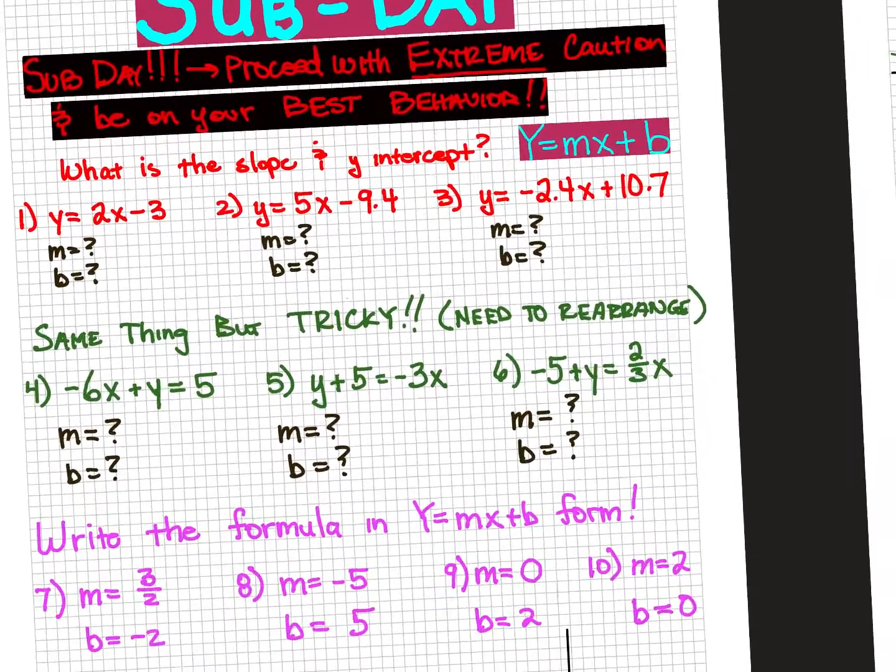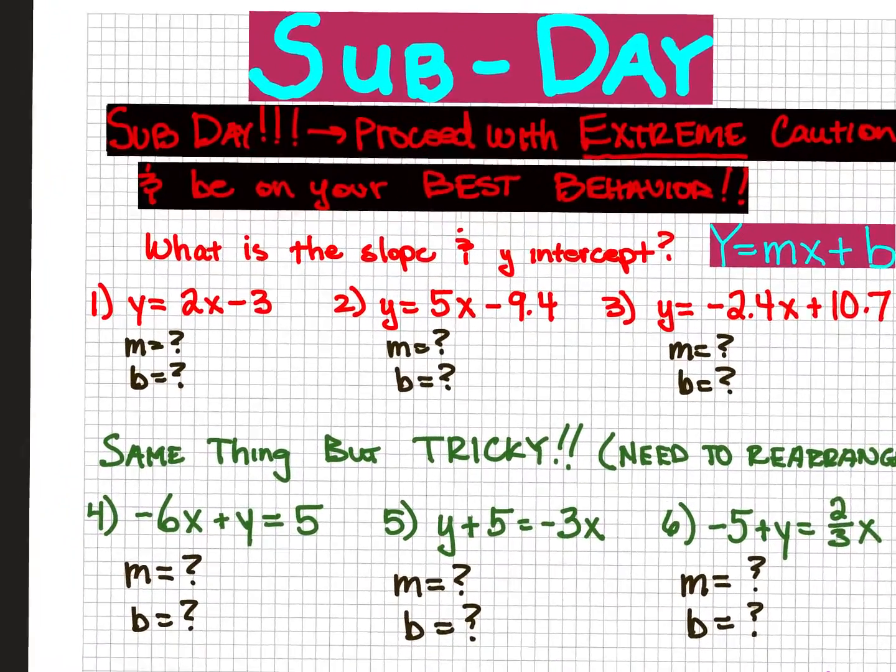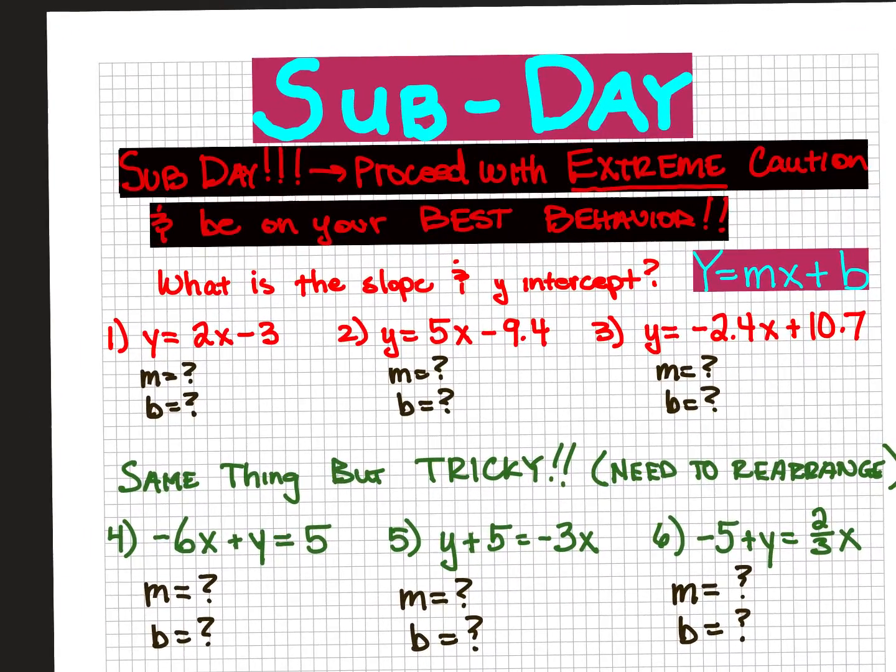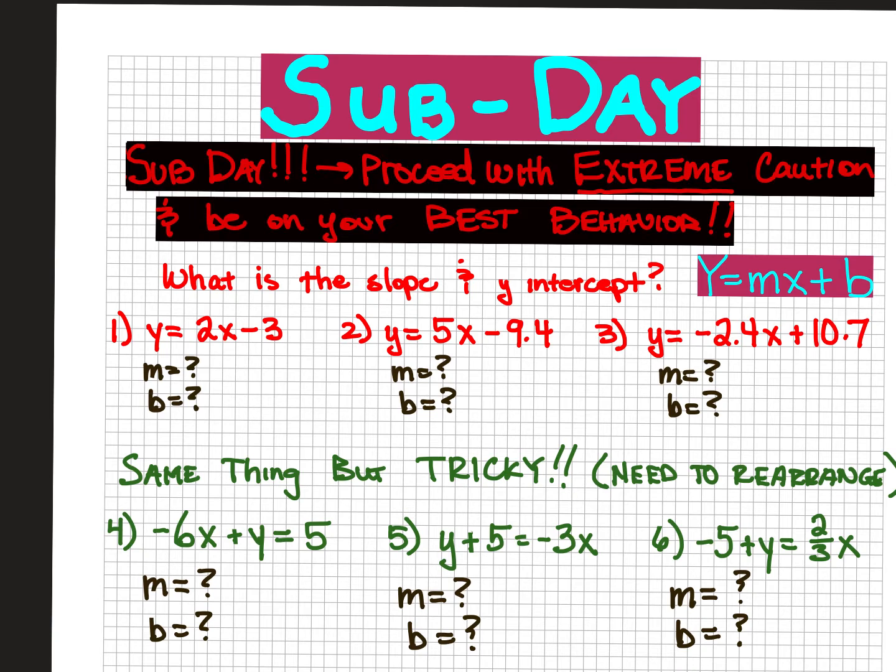Okay, the first three problems. What is the slope and y-intercept? Remember that we're putting these in y equals mx plus b form. There's the form over there on the right. Number one says y equals 2x minus 3. Pretty simple problem. What is the m or the slope when you look at 2x minus 3? It should be pretty easy for that one. I'm just going to go ahead and write this in.